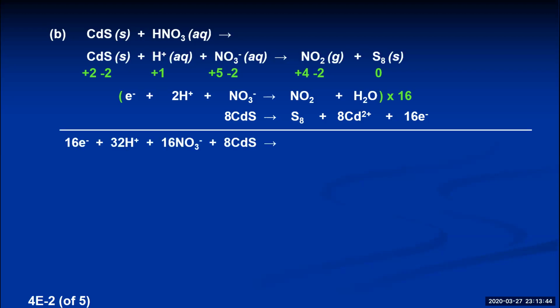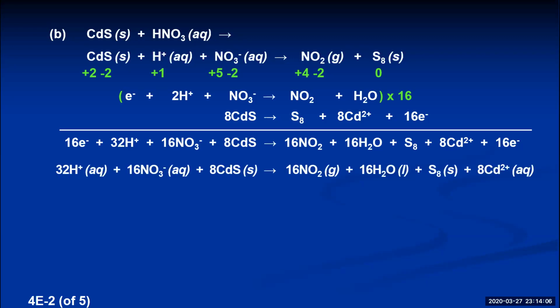So when we add them together, the reactant side will be 16 electrons, 32 hydrogen ions, 16 nitrate ions, and 8 cadmium sulfides. The product side will be 16 nitrogen dioxide, 16 waters, an S8 molecule, 8 cadmium 2+ ions, and 16 electrons. The 16 electrons cancel out, and the final reaction is 32 H+ aqueous plus 16 NO3- aqueous plus 8 CdS solid yields 16 NO2 gas plus 16 H2O liquid plus S8 solid plus 8 Cd2+ aqueous.